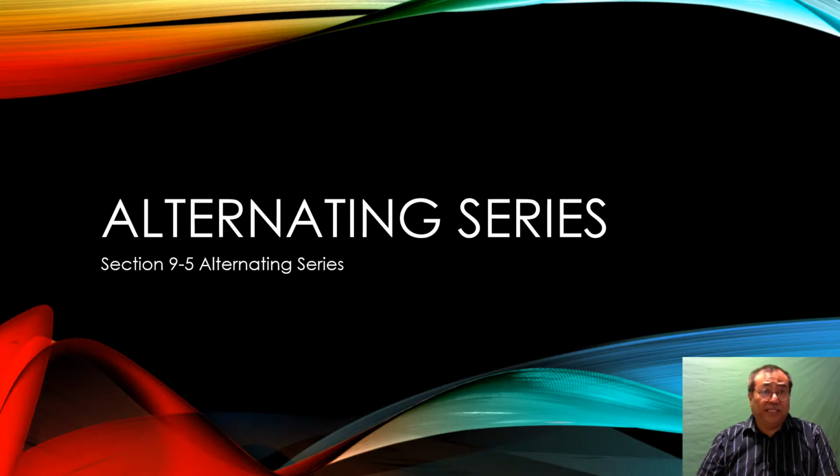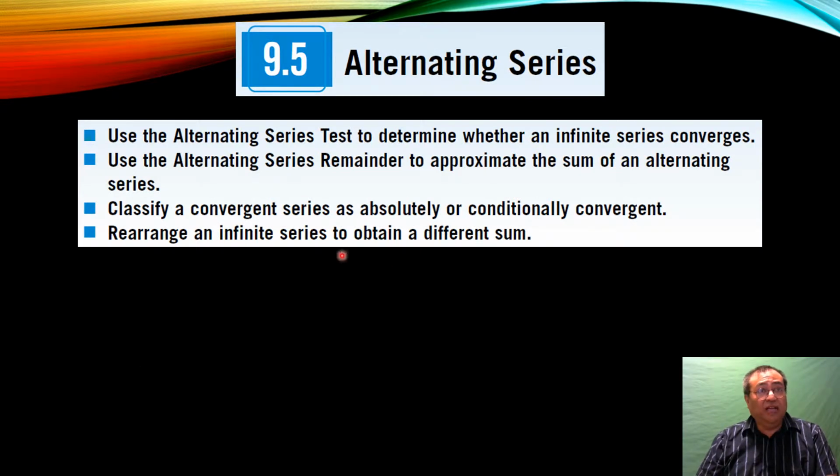Alternating series. We're going to define it. We're going to use the alternating series test to determine whether an infinite series converges, of course. This is the first one where there's an actual error approximation, so we know how far off we are in our approximation. Generally speaking, for some alternating series you can't find the actual sum, but we can approximate it, and with the alternating series remainder, we can approximate how far off we are.